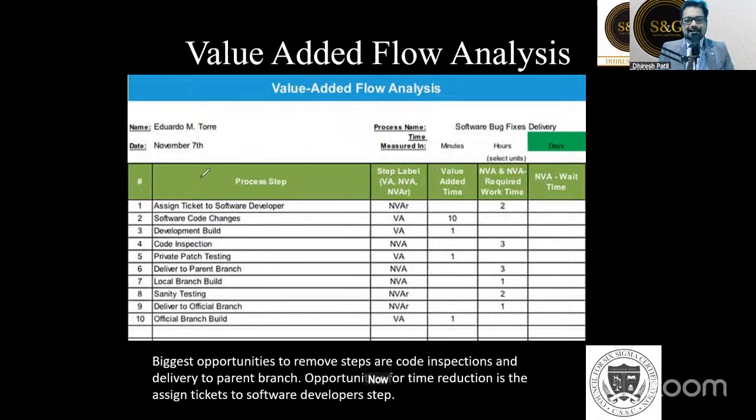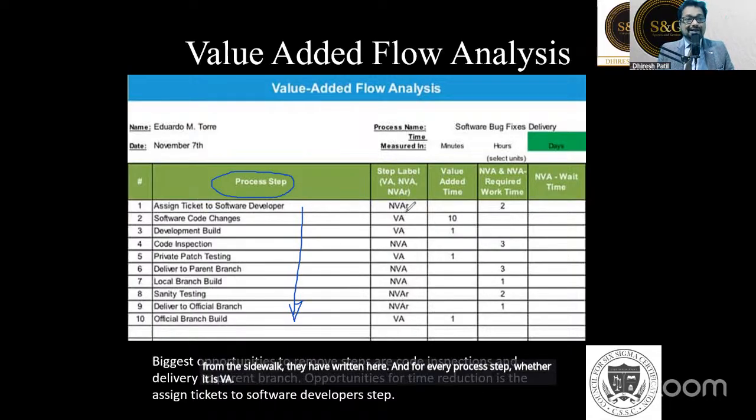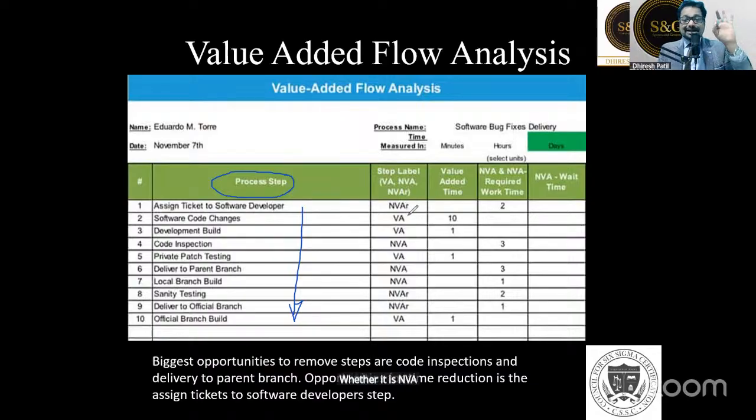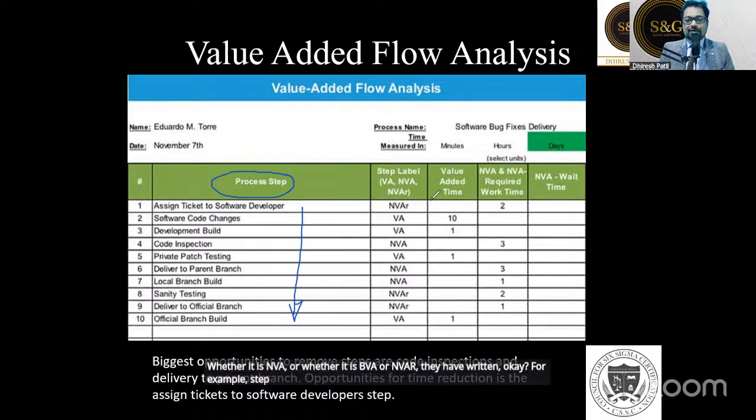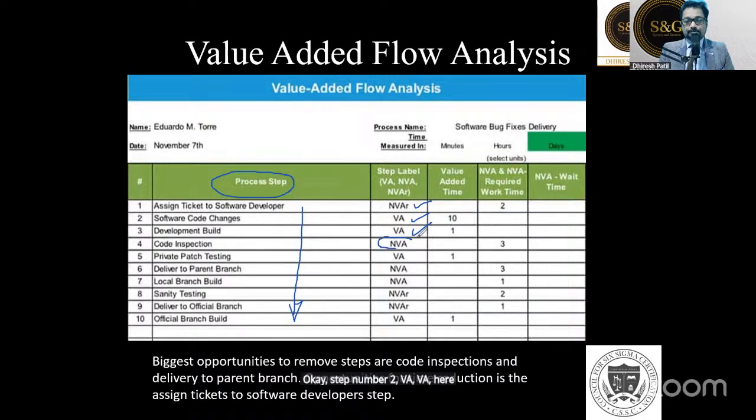Now here, look at what they have done. All the process steps from the SIPOC, they have written here. And for every process step, whether it is VA, NVA, or BVA or NVAR, they have written. For example, step number 1 is NVAR. Step number 2, VA. Here it is NVA. Again, here it is NVA. There are 2 NVAs here. And then NVAR. Now, wherever there is NVA, and how much time that step is taking.